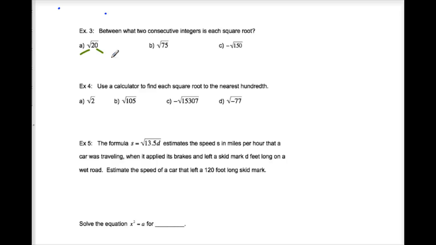All right. Between which two consecutive integers is each square root located? That's a clever question. If you know your perfect squares, you just list the perfect square that's below it, and you list the perfect square that's above it. The square root of 20, guys, is in between 16 and 25. So it's in between 4 and 5.